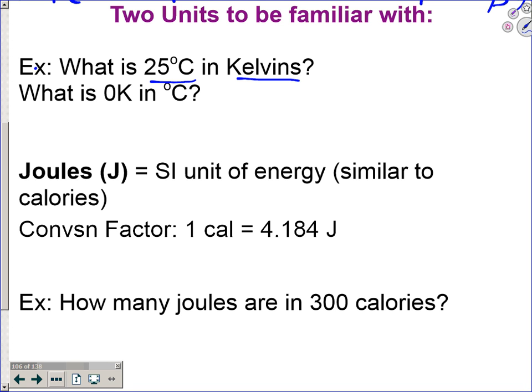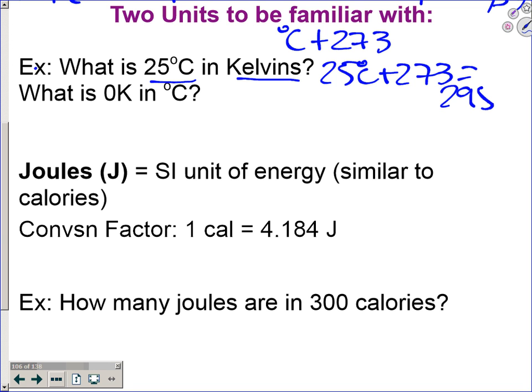Let's go to Hannah. How do I get from Celsius to Kelvin? So Kelvin temperatures are Celsius plus 273. So if we had 25 degrees Celsius, what is that in Kelvin? 298 Kelvin. Good. Okay? And so if I'm going from Kelvin to Celsius, think about what I can do differently, Bailey.